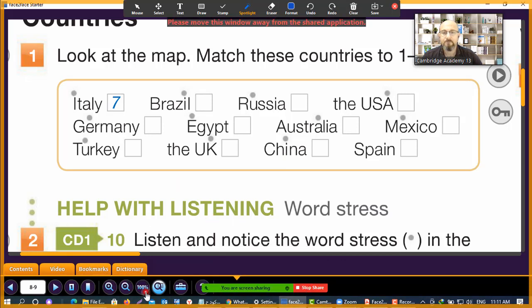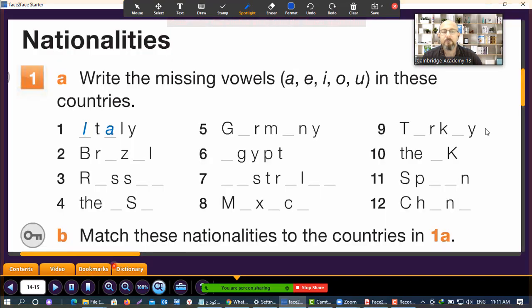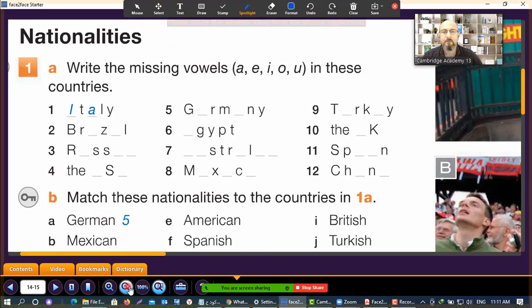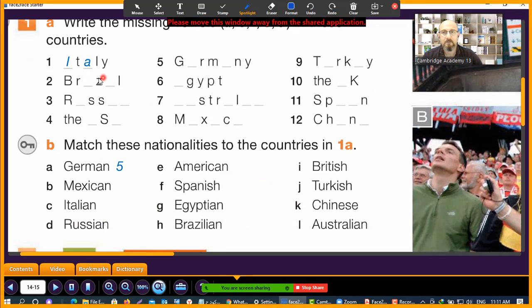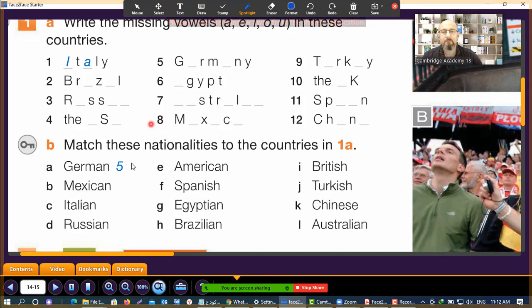Okay, guys. Okay, so now what we will do here in exercise 1B, we have nationalities. And here, countries. So German is number 5, Germany. What about Mexican? Mexico. Number 8, okay? Match. Write numbers here. Match nationalities with countries, please.